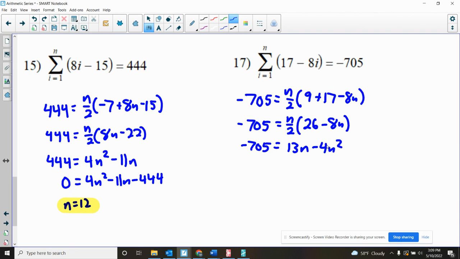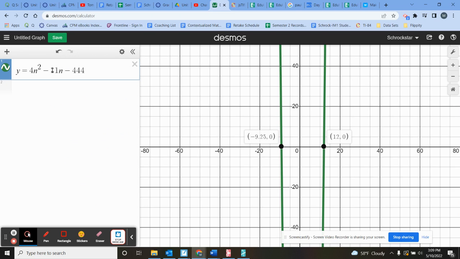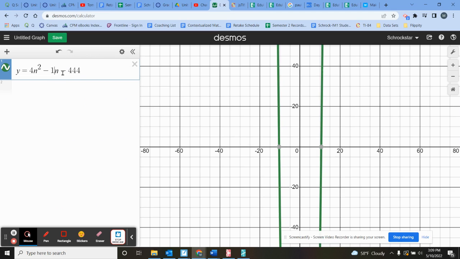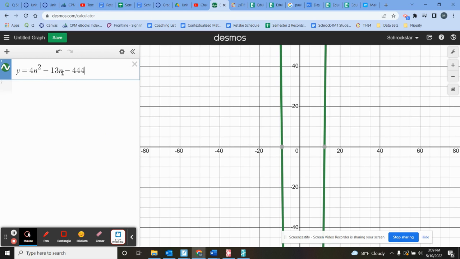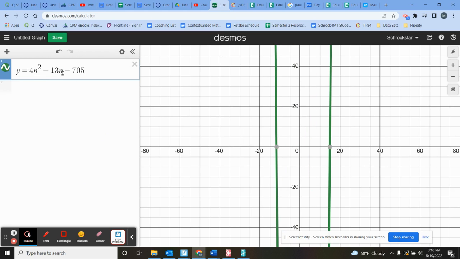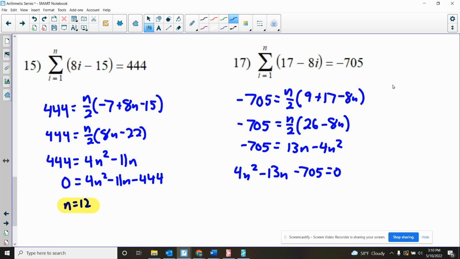I like to keep my n squareds positive, so I'm going to add and subtract over. So 4n squared minus 13n minus 705 equal to 0. Pull up my graph. 4n squared minus 13n minus 705. Looking again, I don't care about the negative side. I want the positive whole number answer on the other side, which comes out to be 15.